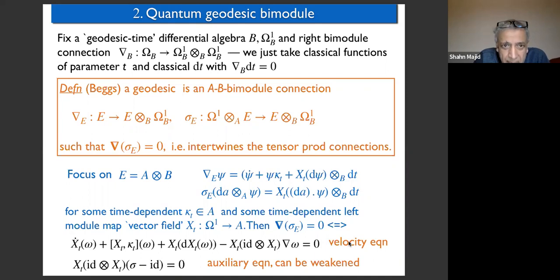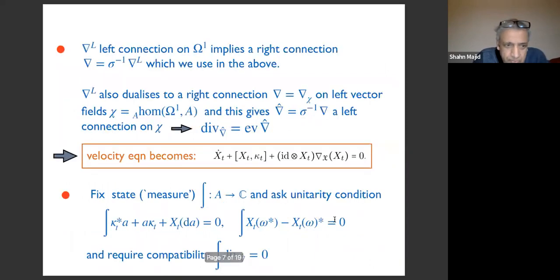Okay, so now let's justify that. Firstly, before I explain that, I'm going to convert it into a more palatable form. So we switch to right module connections. Omega one has a right-handed Levi-Civita connection, but a right connection on omega one implies a left connection, nabla L. I said this around the wrong way, haven't I? Throughout the yellow book, we always work with left connections on omega one, but we need a right connection.